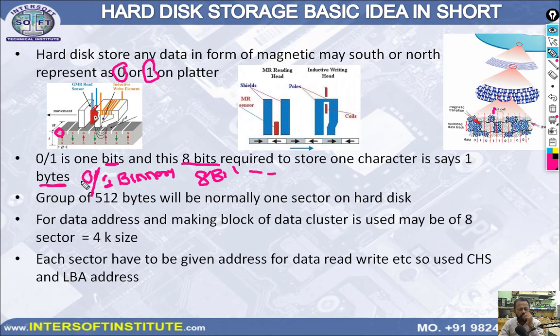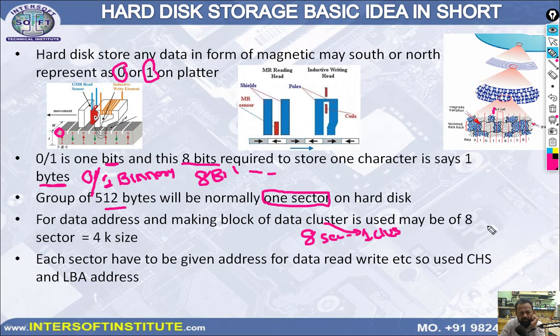Normally, 512 bytes make one sector on the hard disk. For data addressing, blocks of data called clusters are used. So 1 sector is 512 bytes, and 8 sectors are normally equal to 1 cluster.